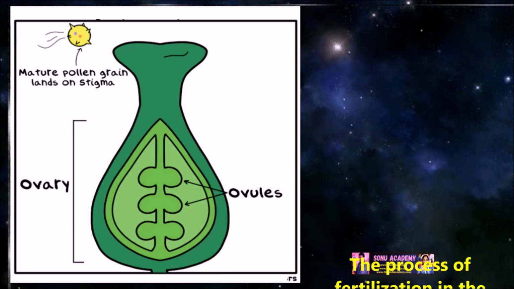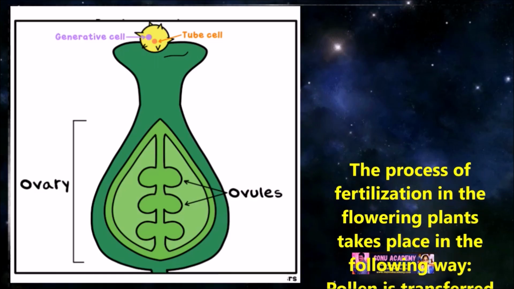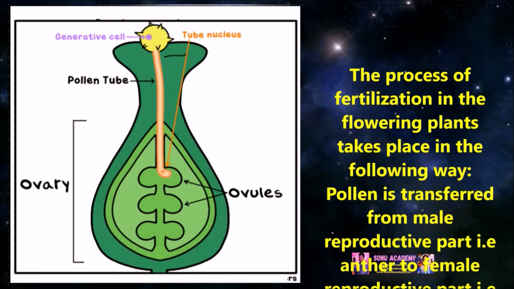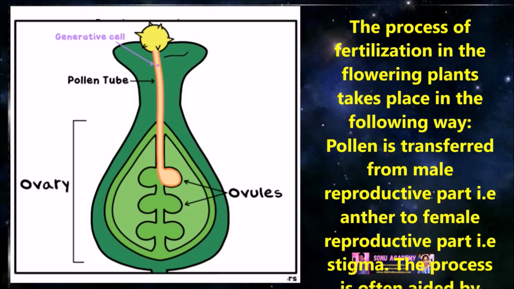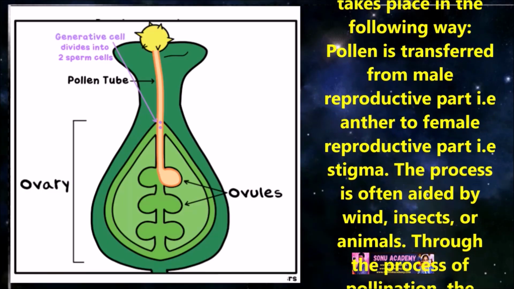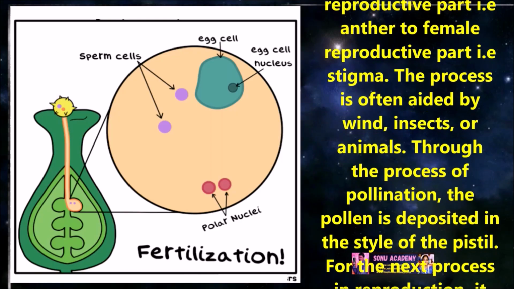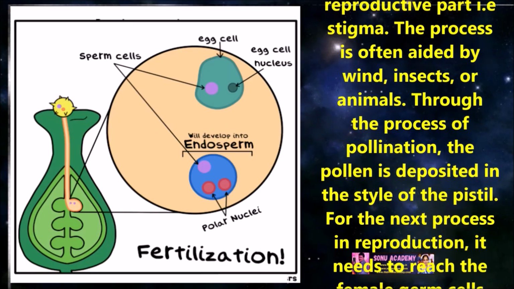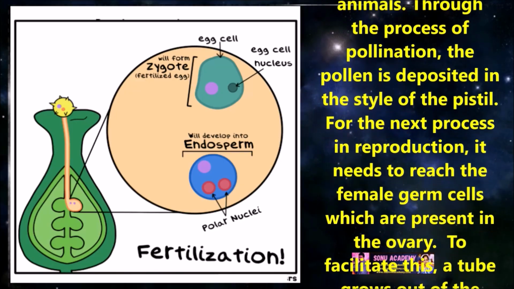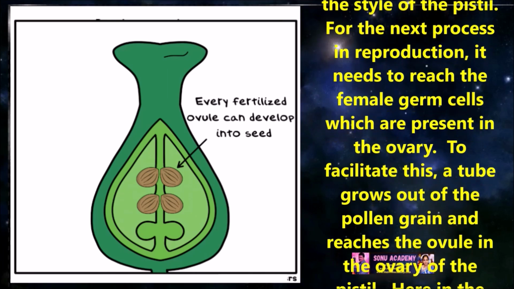Children, let us discuss the process of fertilization in flowering plants. The process of fertilization in flowering plants takes place in the following way. The pollen is transferred from the male reproductive part, that is the anther, to the female reproductive part, that is the stigma, the process often aided by wind, insects or animals. Through the process of pollination, the pollen is deposited on the stigma of the pistil. For the next process in reproduction, it needs to reach the female germ cells, which are present in the ovary.